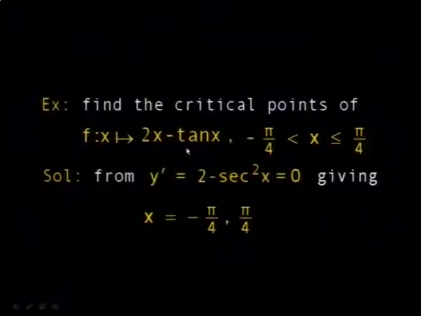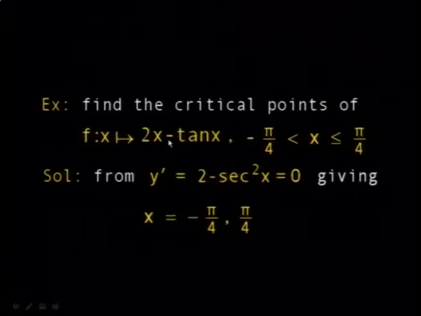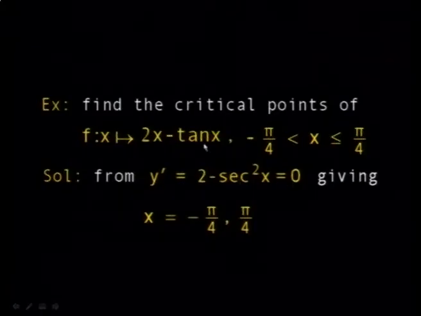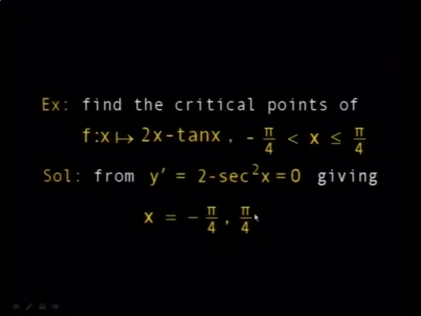Now this is another example. It's a nice example. You have a function f of x equal to 2x minus tan x, and you want to search for the critical points in the semi-closed interval from minus pi by 4 to pi by 4. Now when you differentiate it and set it to 0, the derivative of tan x is sec squared x. You have two roots here, minus pi by 4 and pi by 4.